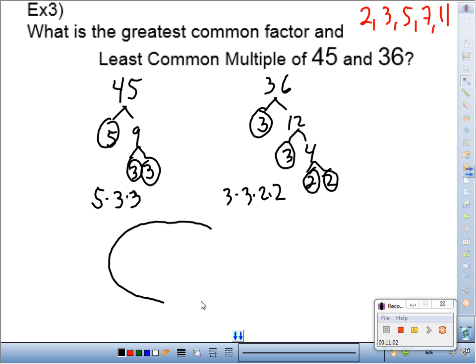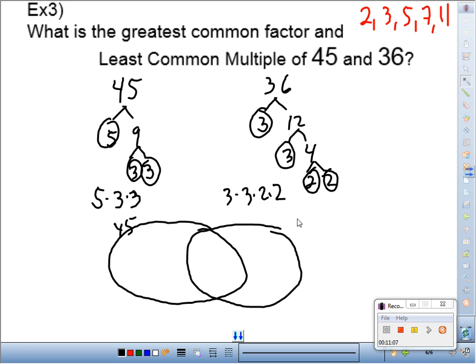Let me get my Venn diagram going. One potato, two potatoes. This is for the 45, and this is for 36. So, what's the same here and here? 3 and 3, two of them. Yes. So this is 3 times 3, so my GCF is 9.